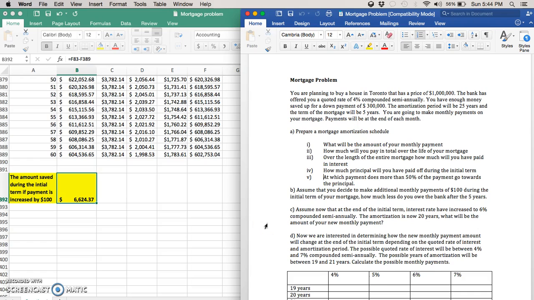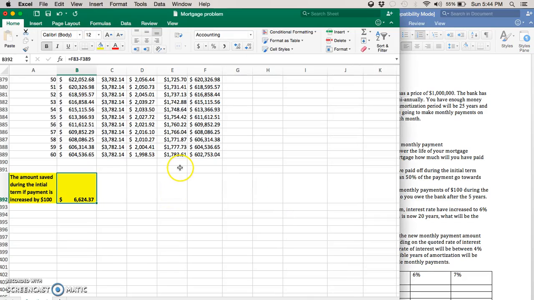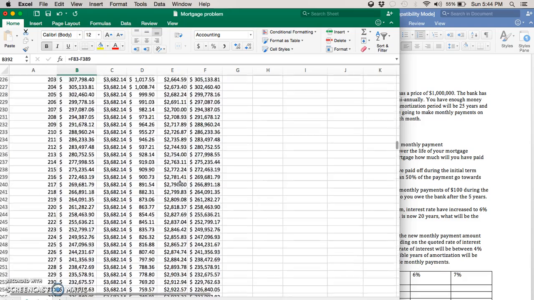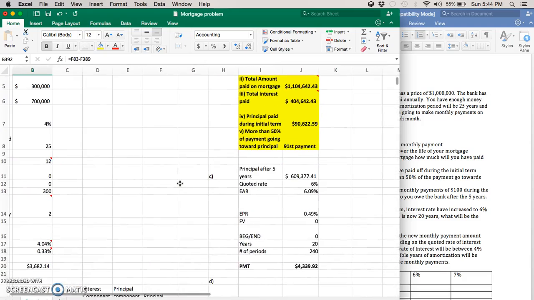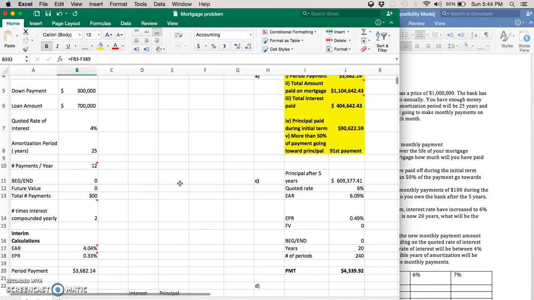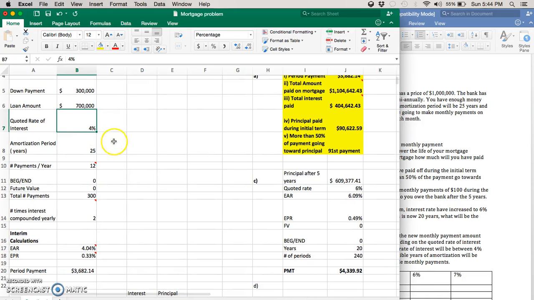So to do part C now, assume now that at the end of the initial term, interest rates have increased to 6% compounded semi-annually. The amortization is now 20 years. What will be the amount of your new monthly mortgage? So basically for this question, you have to interpret it as if after the initial 5 years, the original rate that the bank was giving us at 4% is no longer available. Now they want us to pay 6% on the loan.